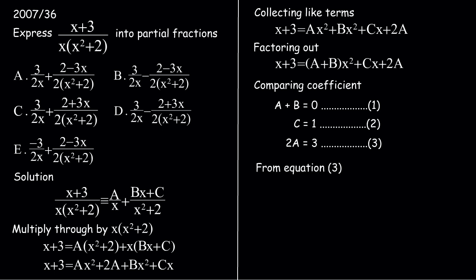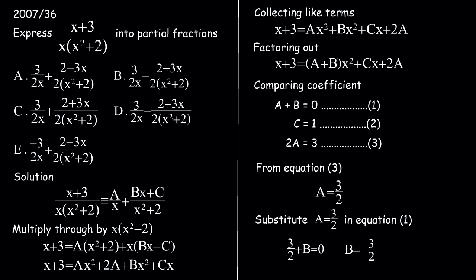So from equation 3, A will be equal to 3/2 because equation 3 is 2A = 3, and dividing both sides by 2, A = 3/2. Now I'm going to be substituting the value of A = 3/2 in equation 1, and doing so 3/2 + B = 0, and B will be equal to -3/2.